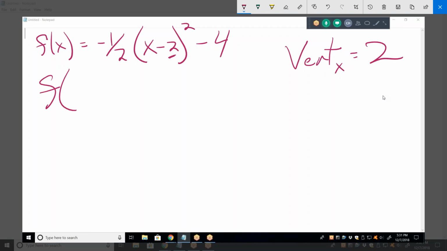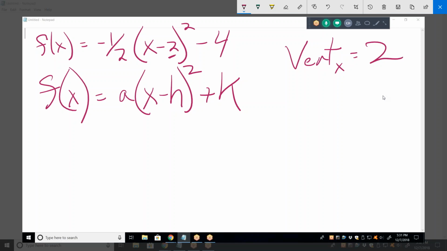Let's go over the standard format for vertex format. This is always where you should begin the problem. H and K are the vertex. H being the x-coordinate of the vertex, K being the y-coordinate. So what's the y-coordinate? -4. Okay. I want you to graph that.